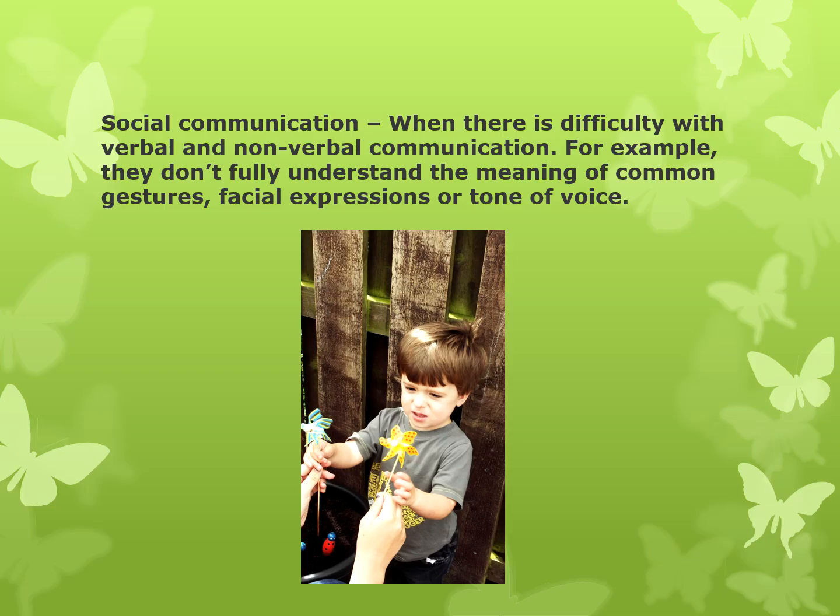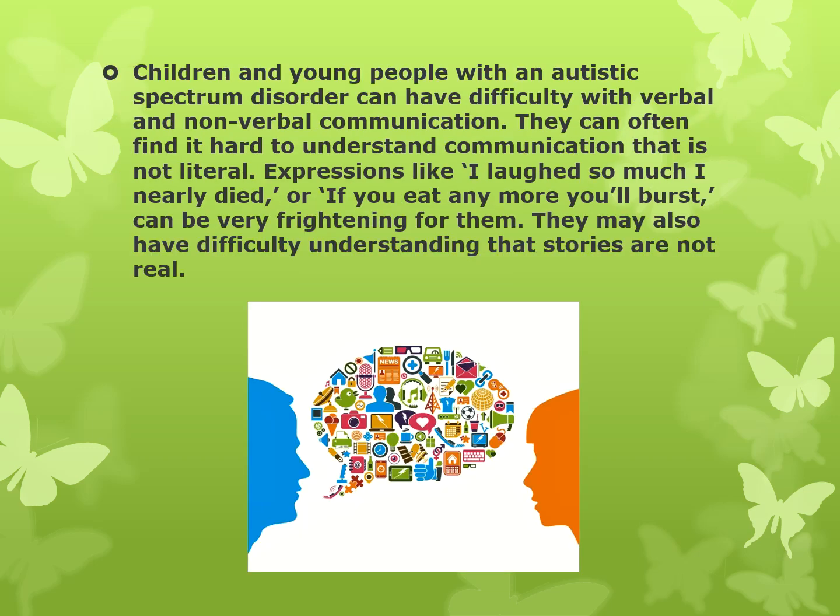Social communication: when there is difficulty with verbal and non-verbal communication, for example, they don't fully understand the meaning of common gestures, facial expressions, or tone of voice. Children and young people with autistic spectrum disorder can have difficulty with verbal and non-verbal communication. They can often find it hard to understand communication that is not literal. Expressions like "I laughed so much I nearly died," or "if you eat any more you'll burst," can be very frightening for them. They may also have difficulty understanding that stories are not real.